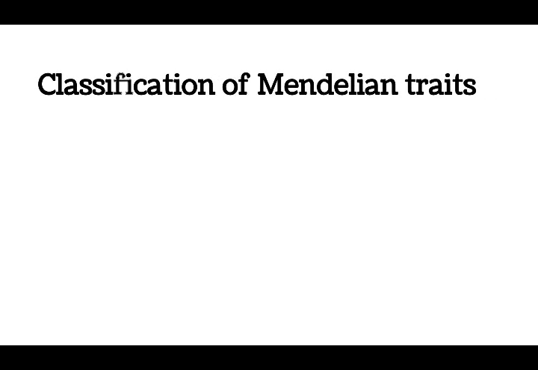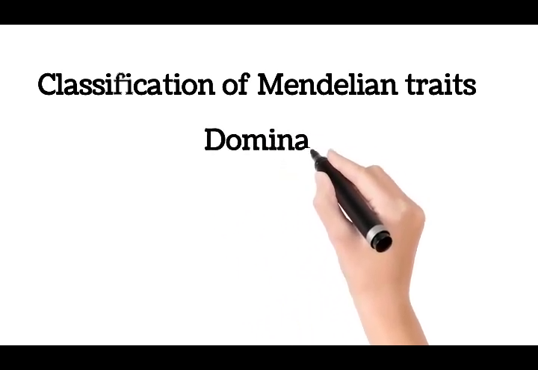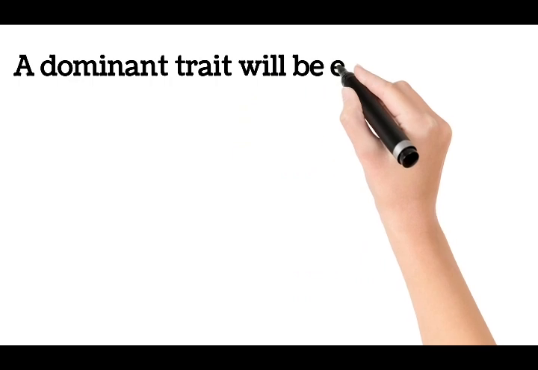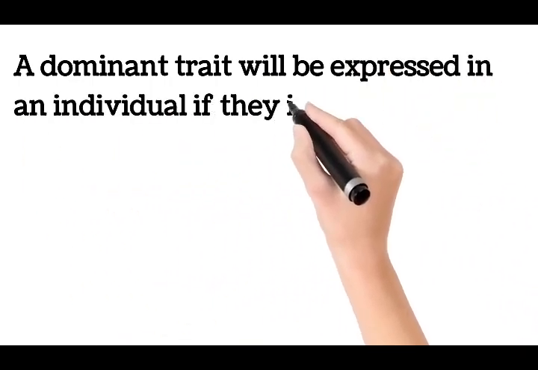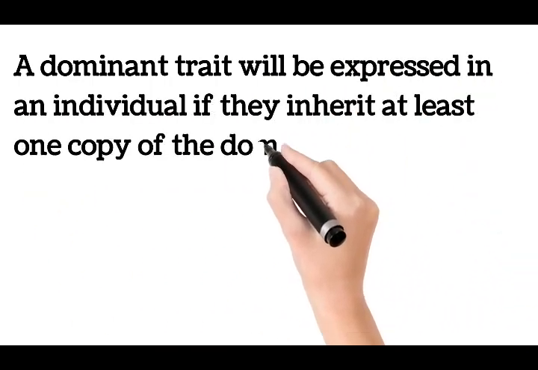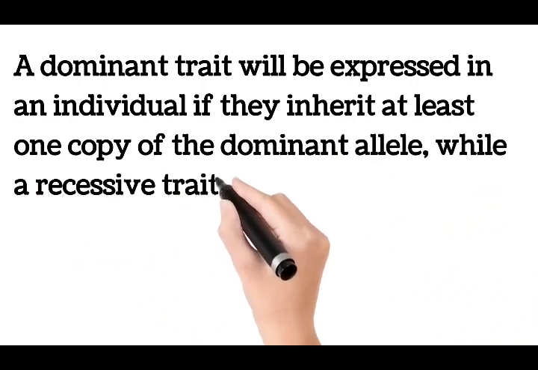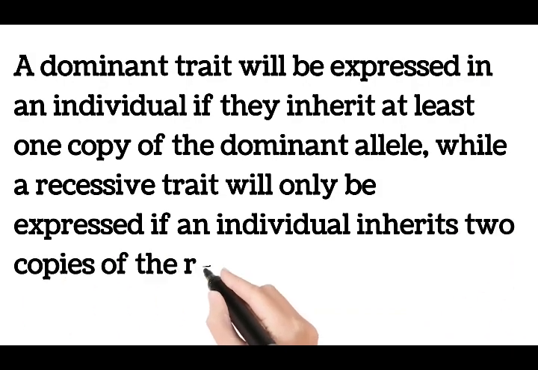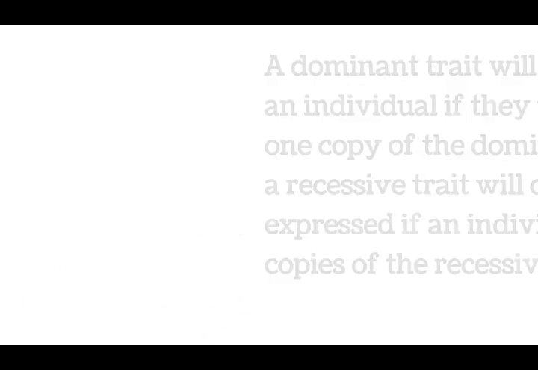Classification of Mendelian traits. They can be classified into two: dominant and recessive. Now let's look at the difference between dominant and recessive traits. A dominant trait will be expressed in an individual if they inherit at least one copy of the dominant allele, while a recessive trait will only be expressed if an individual inherits two copies of the recessive allele.